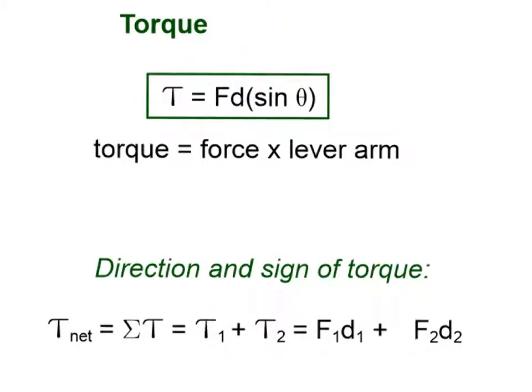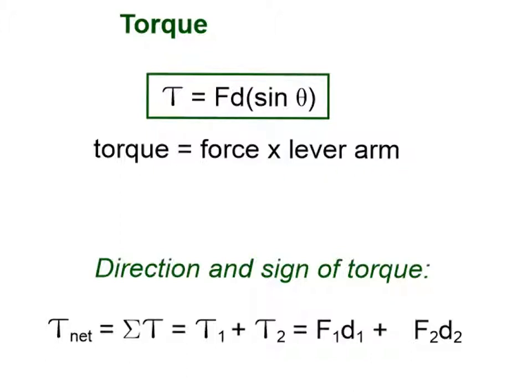And here is our equation for torque. We use the symbol tau, it's a Greek letter, to represent torque. Torque is equal to the force times d, which is the distance from the axis of rotation along the lever arm, times the sine of theta.